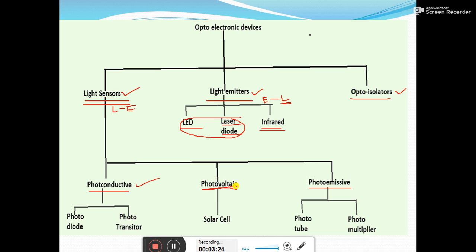The light sensors which work on the principle of photovoltaic effect, the only category of devices available in your syllabus, are the solar cell, or sometimes it is also referred to as PV cell, that is, photovoltaic cell. And the light sensors which work on the principle of photo emission are the phototube and photomultiplier. In this chapter we will be studying all these devices one by one.